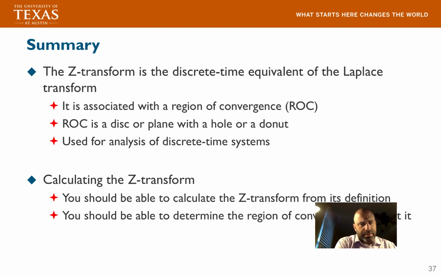Well, that's it. It's a short lecture. Just to summarize, the Z transform is the equivalent of the Laplace transform. It has a region of convergence. The region of convergence is a disk or a plane with a hole or a donut, or is the entire plane, and we use it to analyze discrete time systems. And so from this lecture, you should be able to calculate the Z transform directly, use the region of convergence, and then you should also be able to apply the transforms and properties to basic problems.